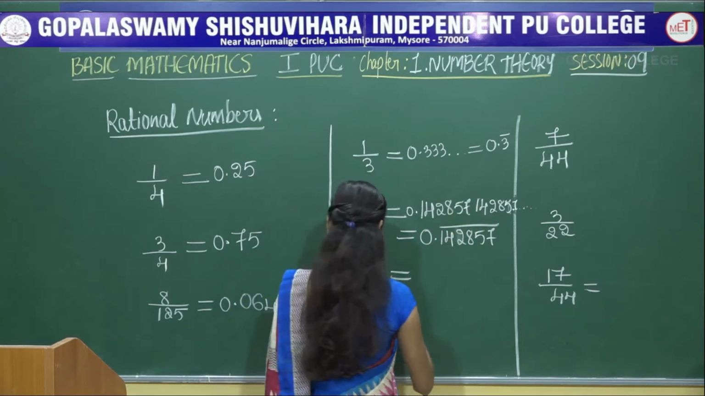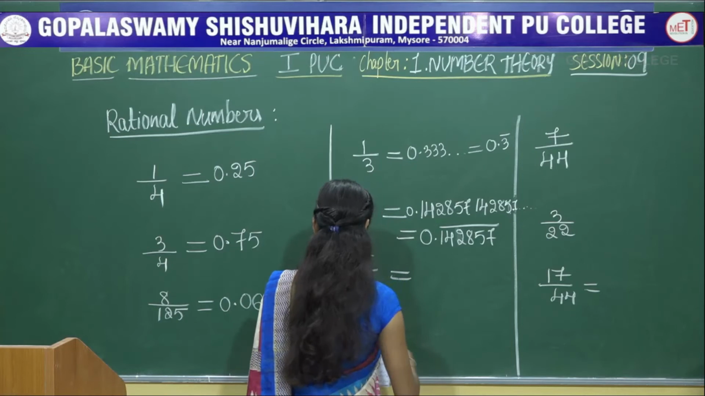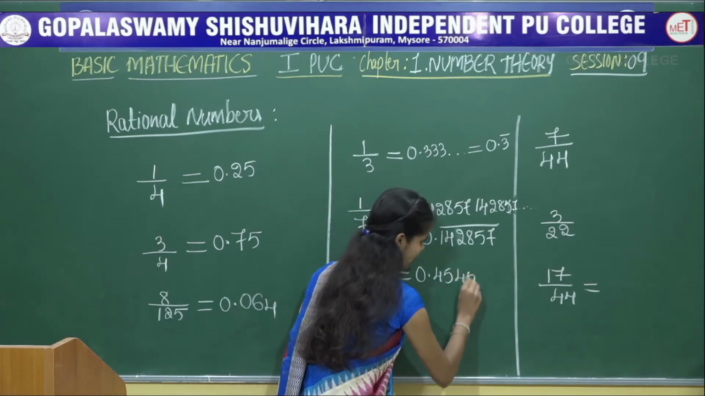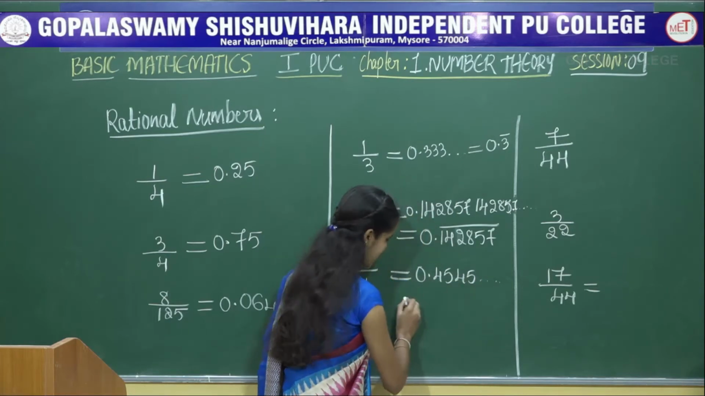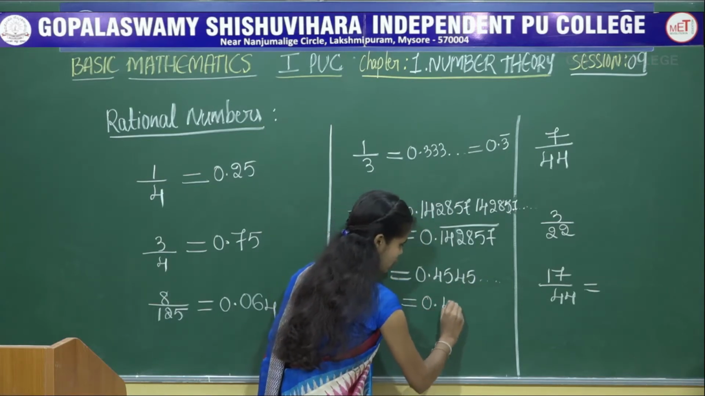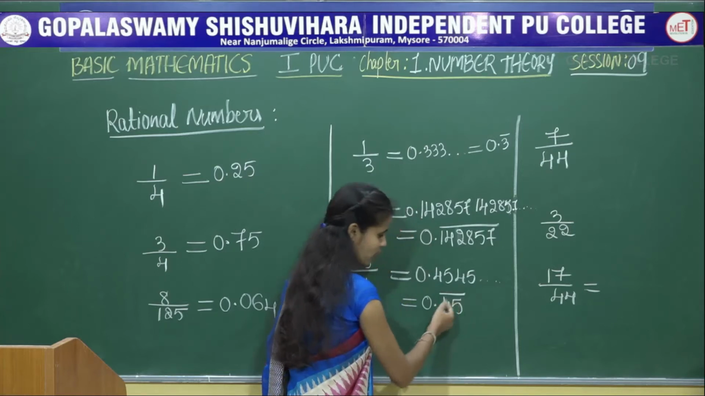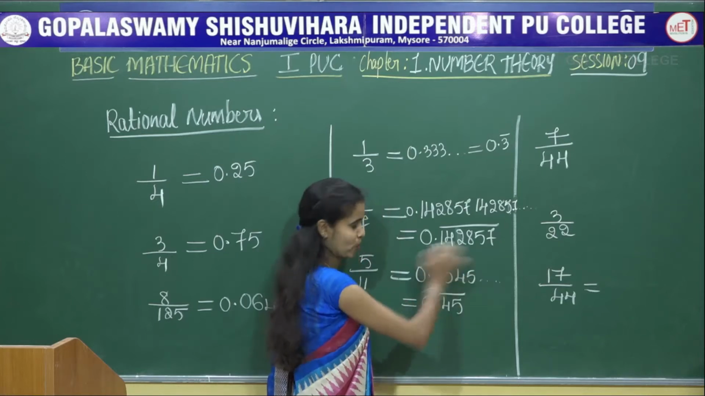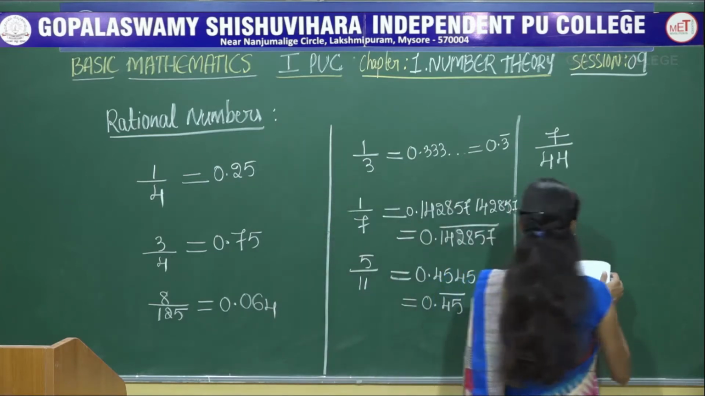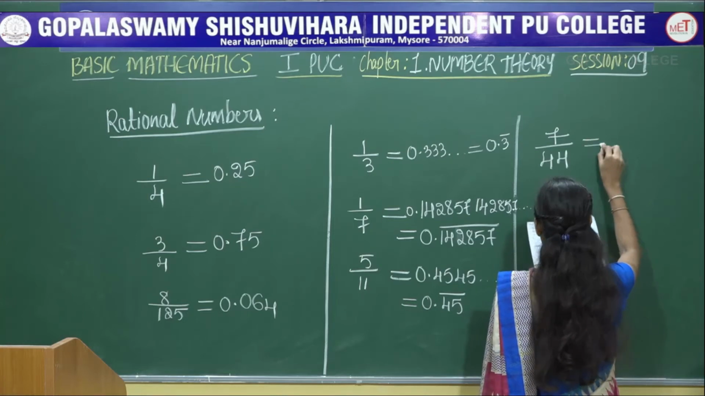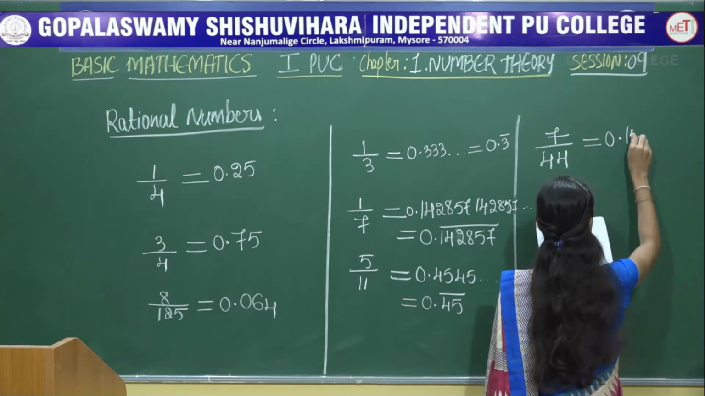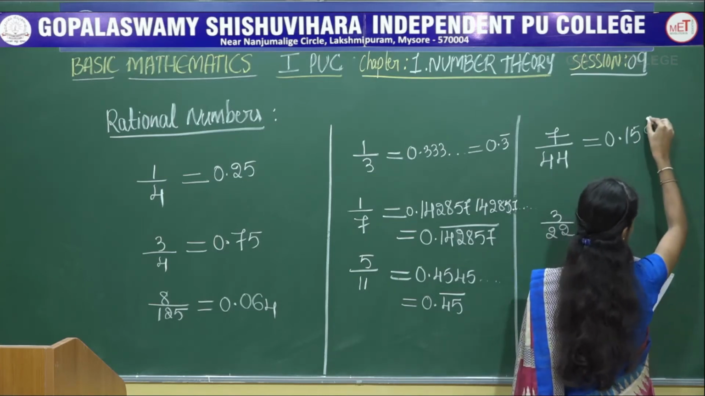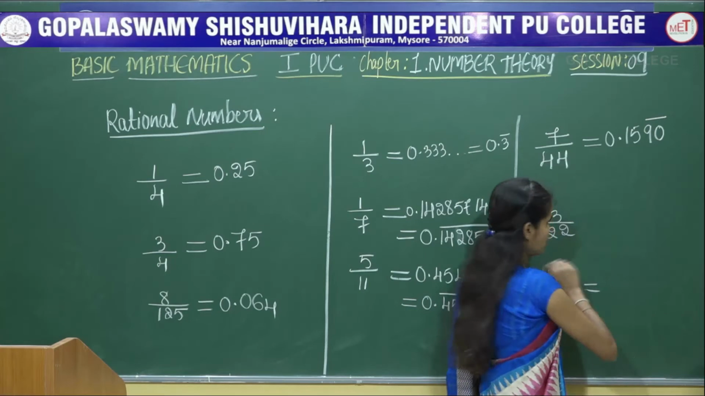Next, 5 by 11. 5 by 11 is 0.4545, etc. Here 2 digits are repeated. This is denoted by 0.45 bar. 0.45 bar means 45 is repeated: 0.454545. Okay. Next, 7 by 44. 7 by 44 is 0.15909090. So 90 is repeated, denoted by 90 bar.